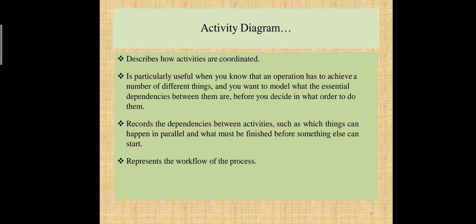It shows the flow of our activities in the diagram. It is particularly useful when you know that an operation has to achieve a number of different things and you want to model what the essential dependencies between them are before you decide in what order to do them. The activity diagram records the dependencies between activities, such as which things can happen in parallel and what must be finished before something else can start.